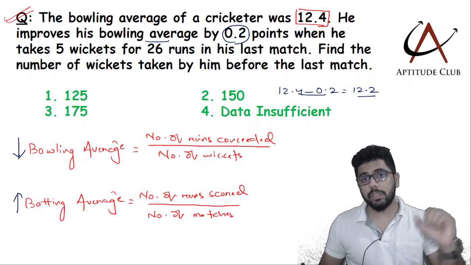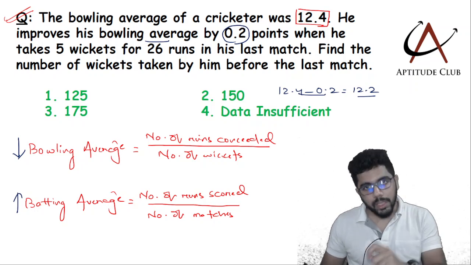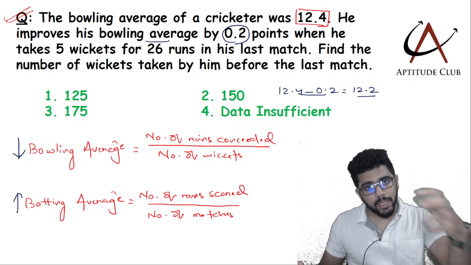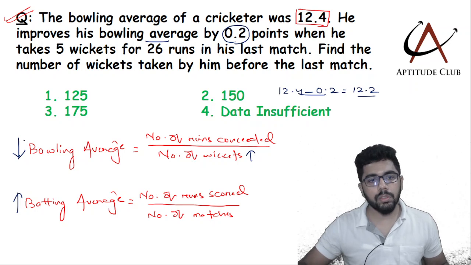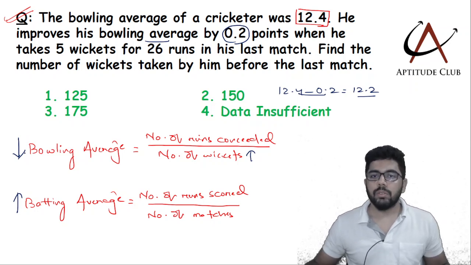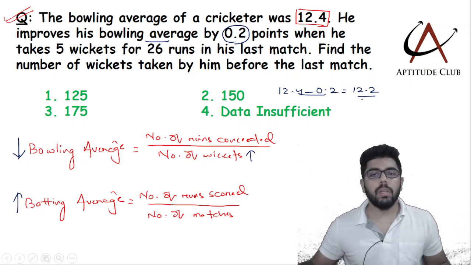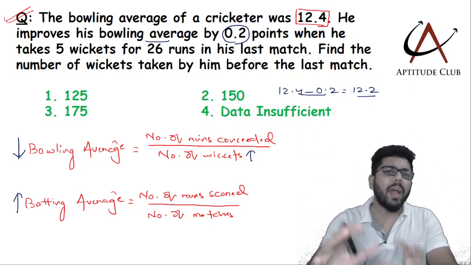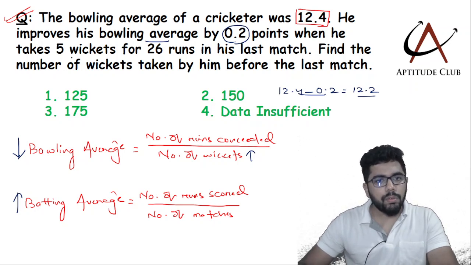Had it been the batting average, if the batting average would have improved, it would have gone up. But when the bowling average is improving, it will decrease, because more wickets are taken for lesser runs conceded. So bowling average improvement means you take more wickets. So if the denominator goes up, the bowling average comes down. So 12.4 improved by 0.2 points in terms of bowling average. The new bowling average is 12.2. This is what the question is. And why did the bowling average improve? Because in the last match, the bowler took 5 wickets for 26 runs.